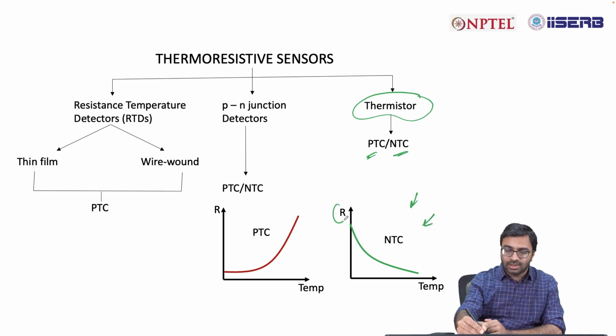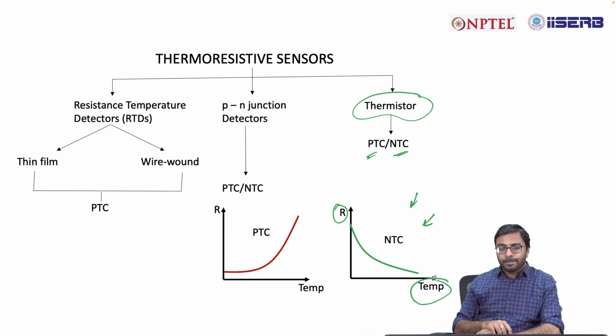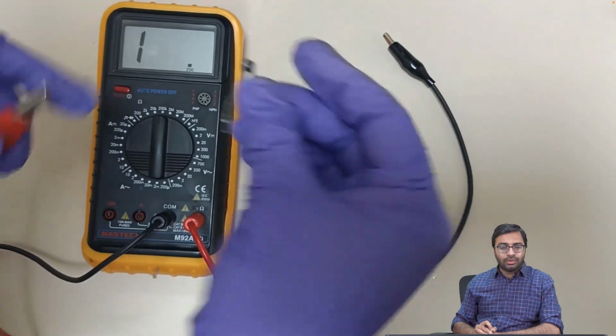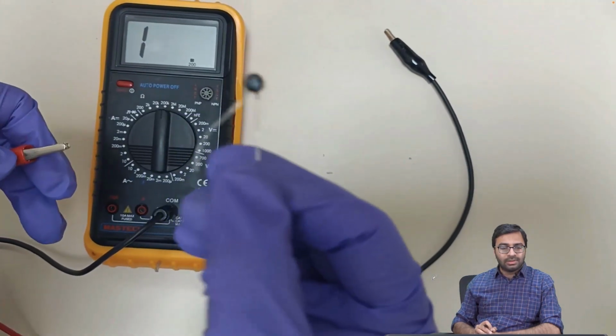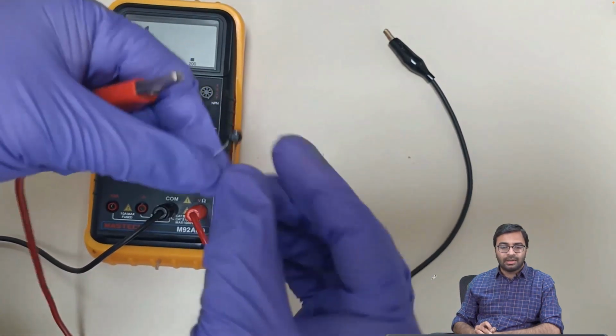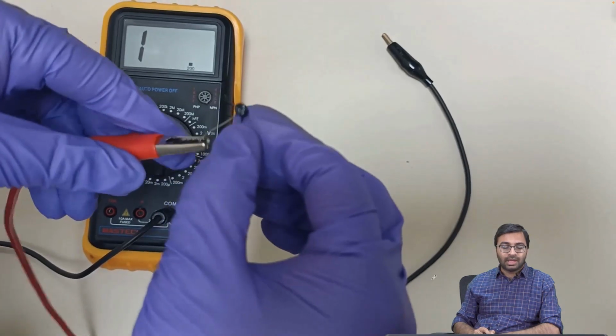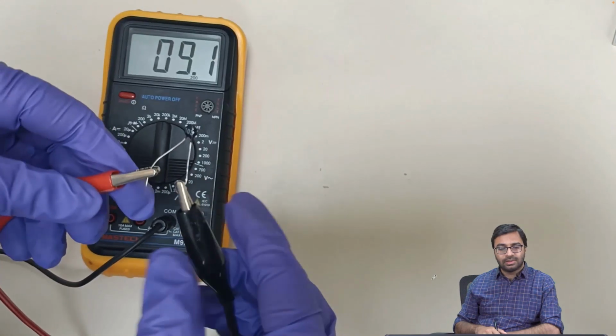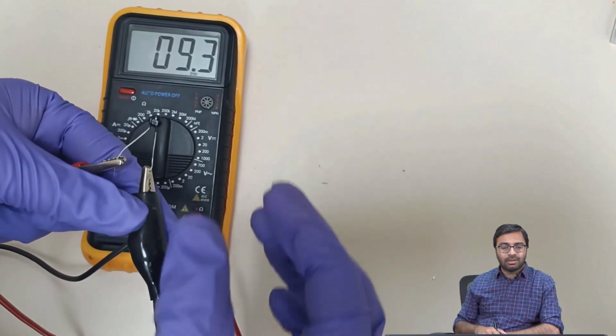That means the resistance of the sensor decreases with increase in temperature. So we have taken an example of NTC type of sensor, that is, the resistance of this sensor should decrease with increase in temperature. Now just to show you how this response looks like, we have taken a temperature sensor, that means the thermistor, the one that we have just seen in the previous video, and we have connected this with a multimeter.